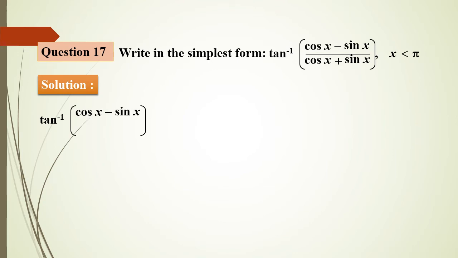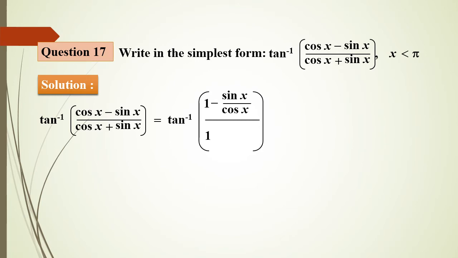So after dividing by cos x in the numerator as well as the denominator, cos x divided by cos x is 1, minus sin x divided by cos x is tan x. Similarly in the denominator, cos x by cos x is 1, plus sin x by cos x, which is tan x. So the same term written as it is: 1 minus sin by cos is tan, divided by 1 plus sin x divided by cos x is tan x. So tan inverse of (1 minus tan x) divided by (1 plus tan x) it will be.